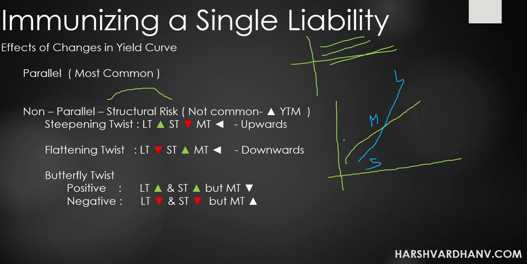Similarly, you could have a scenario where the short term is increasing and the long term is decreasing. The medium term remains the same. Here the yield curve is flattening, long term is decreasing, short term is increasing. From here it has gone to here. The medium term is the same. And then there is a butterfly twist. We'll come to the butterfly twist.